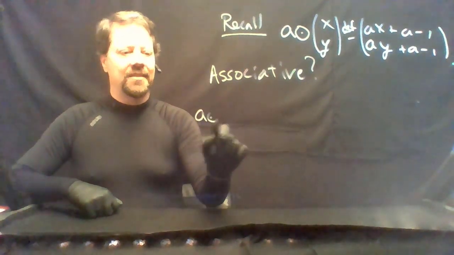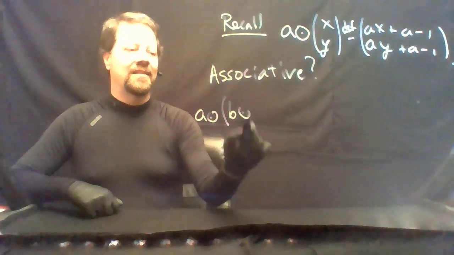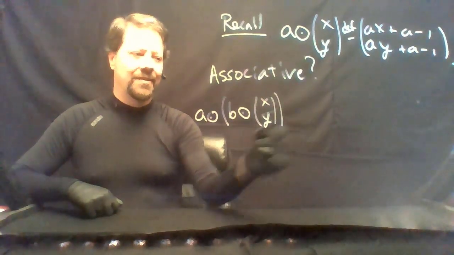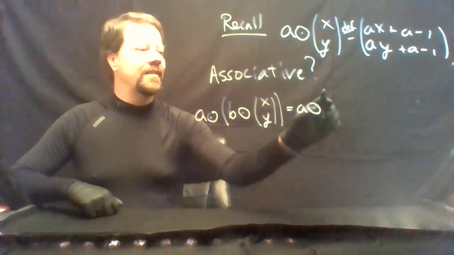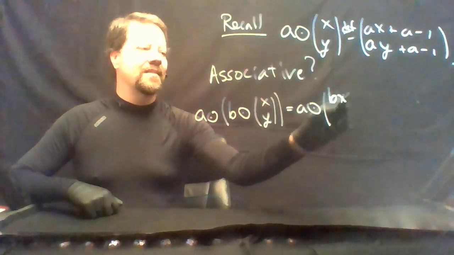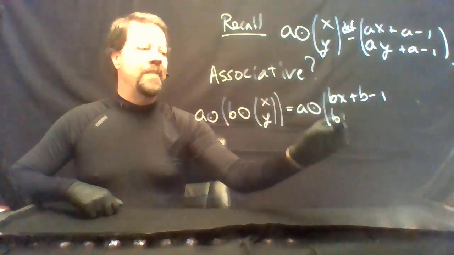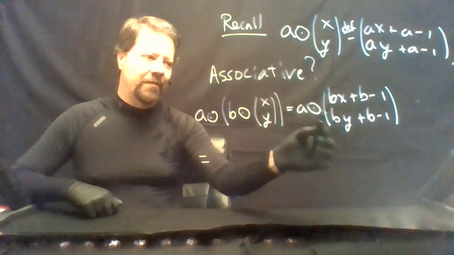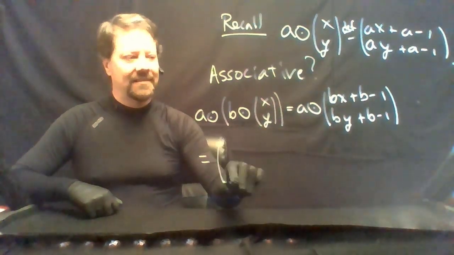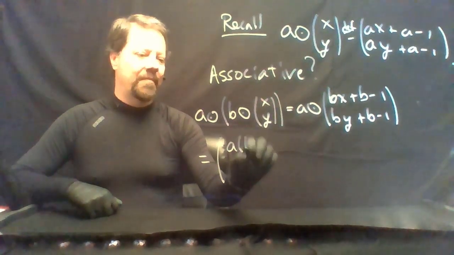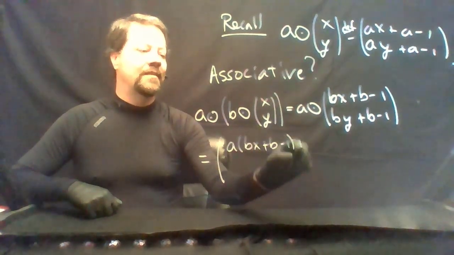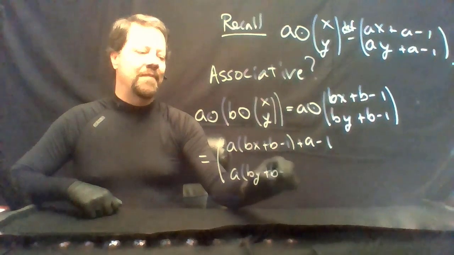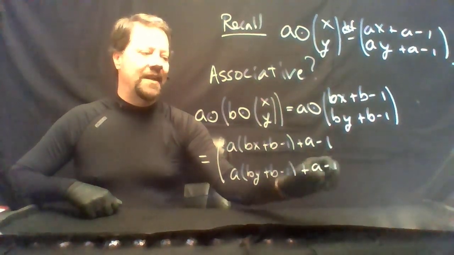Let's take a circle times b circle times the vector xy. According to our definition, this is a circle times bx plus b minus 1, by plus b minus 1. And now when we perform a circle times that, we get a times bx plus b minus 1 plus a minus 1, and a times by plus b minus 1 plus a minus 1.